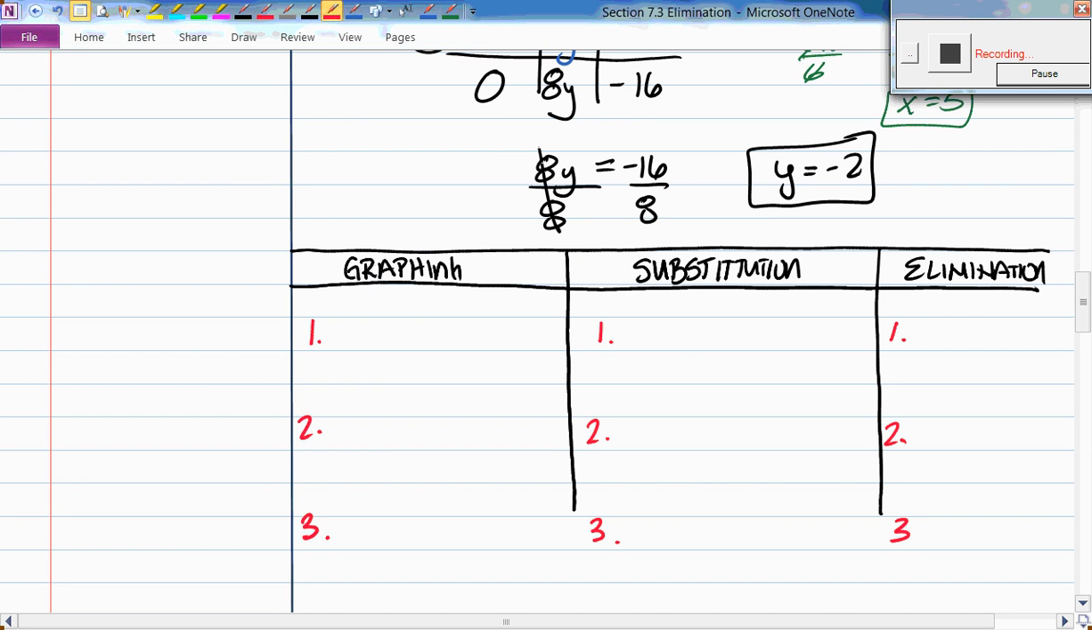Okay, for the very last part of the day, we're going to write down the process for each of the 3 methods of solving systems of equations. Each one should have 3 steps. We've already figured out the elimination one today. So please spend the next 3 or 4 minutes and write down all of the process for graphing each of these.